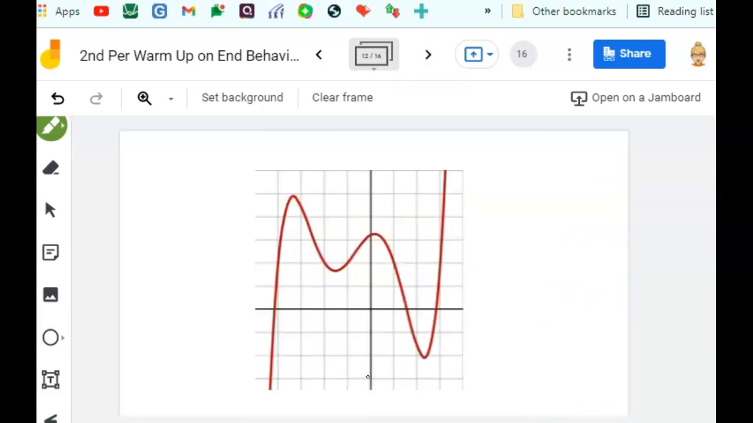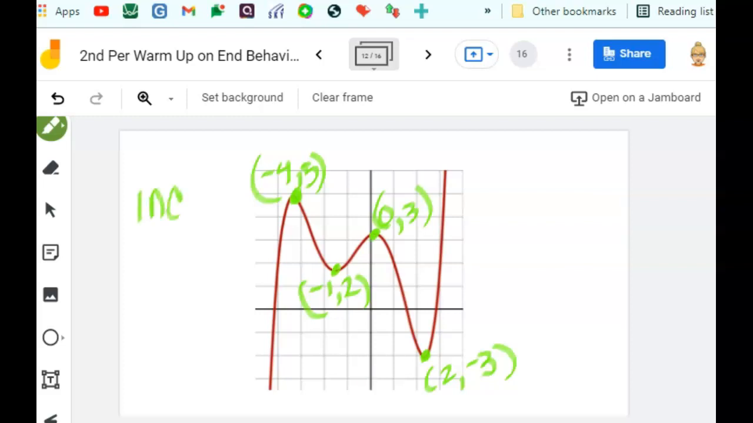All right, so let me throw some numbers. Can I just make up really nice numbers to make life easier on us? I'm going to pretend this is (-4, 5), this is (-1, 2), this is (0, 3), and this is (2, -3). Okay, so over here you can write the increasing intervals, and over here you can write the decreasing intervals. Can you fit some in there, underneath there? Or type them?